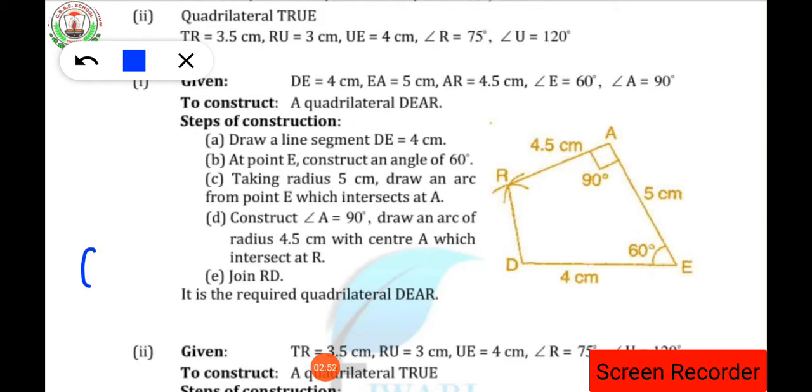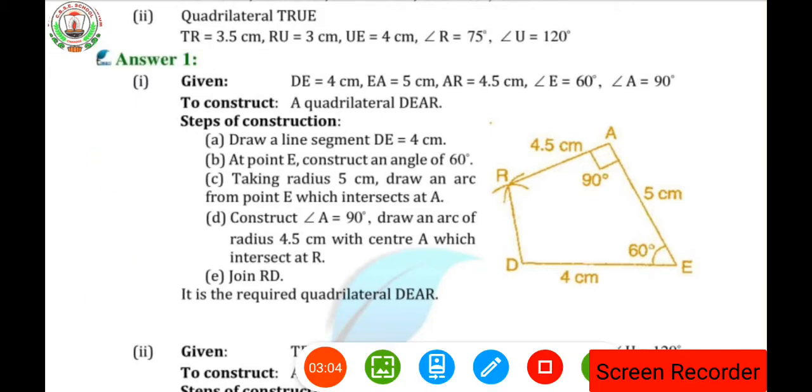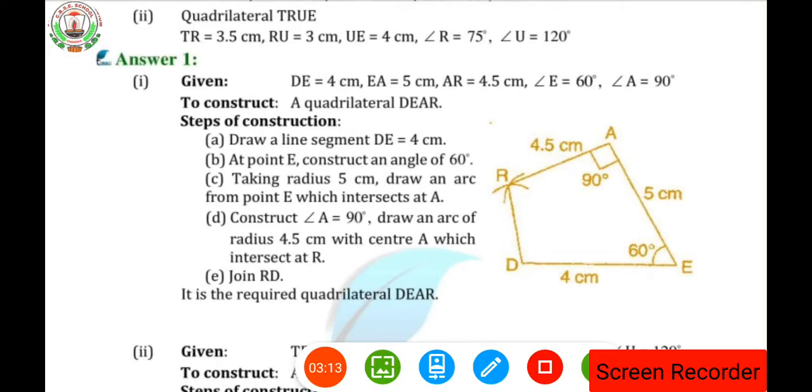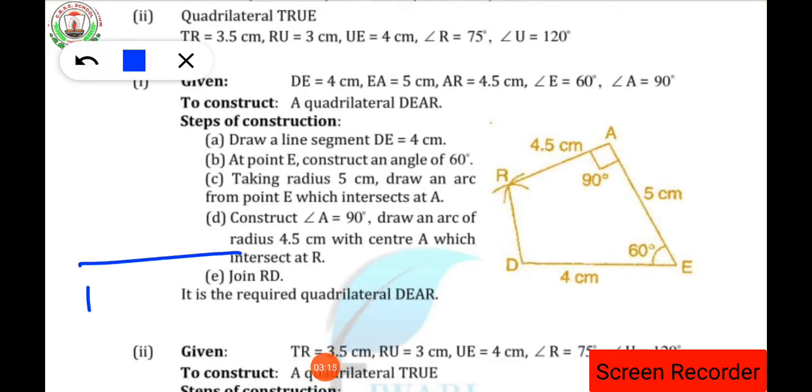Then, students, after drawing this, look at the next part of the question. We had got the line EA. Clear? Here we had drawn 60 degree. Suppose this line we have drawn as 60 degree. This one is an angle DE, and here we had drawn using the rounder 60 degree. Now talking about the 90 degree: how to draw 90 degree?